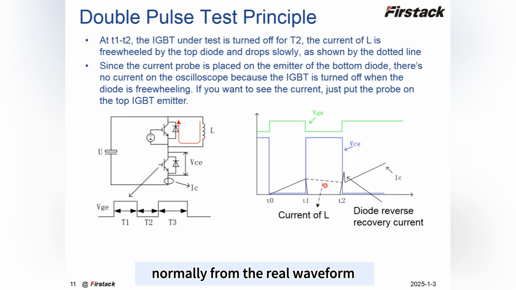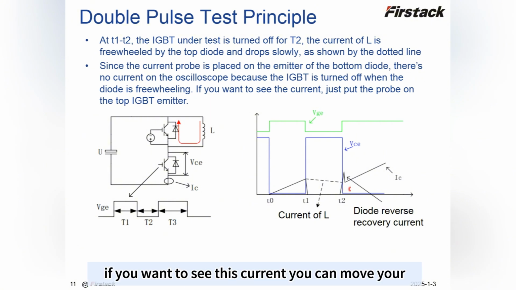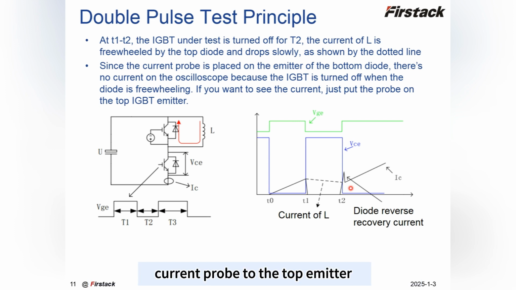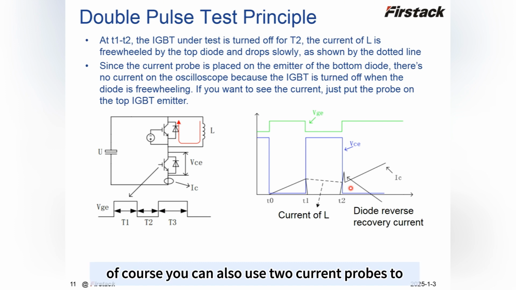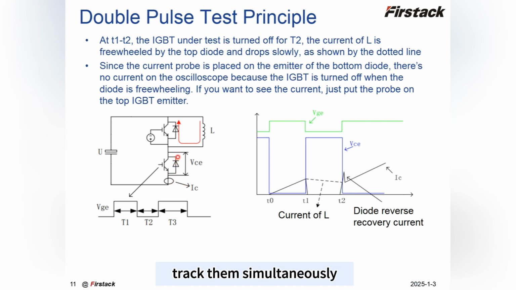Normally, from the real waveform, we cannot see this current because our current probe is placed on the emitter of the bottom IGBT. If you want to see this current, you can move your current probe to the top emitter, and then you can see this current. Of course, you can also use two current probes to check them simultaneously.